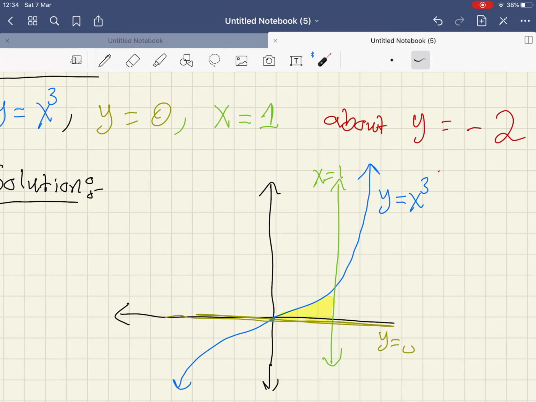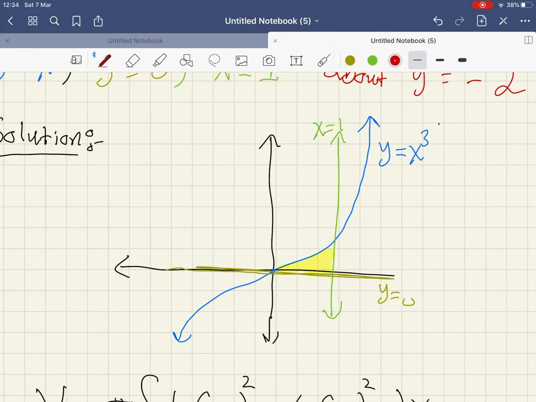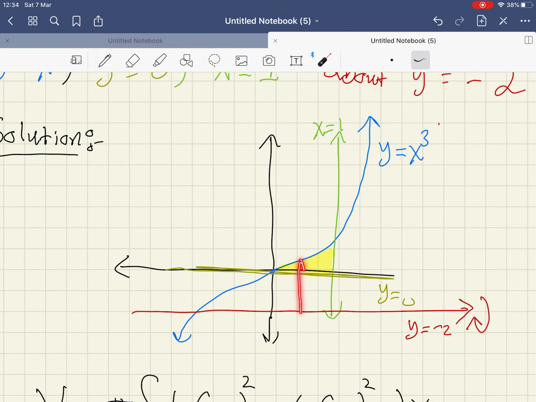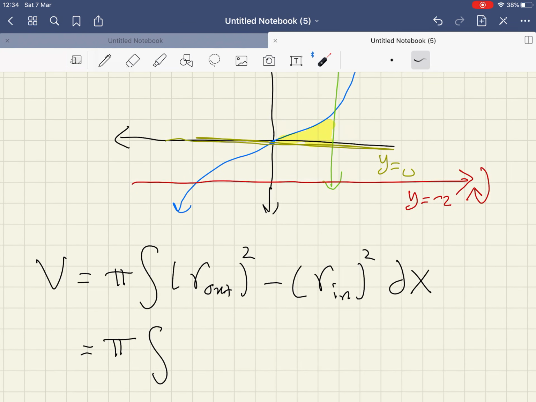If you remember, if we have a line y equal to some constant number, that line will be a horizontal line at that number. So it's -2. Let's say this is -2. This is y equal -2. And now we need to find the volume. So we need to find R out and we need to find R in. So two things to be done and to be found here. Let me start finding them.